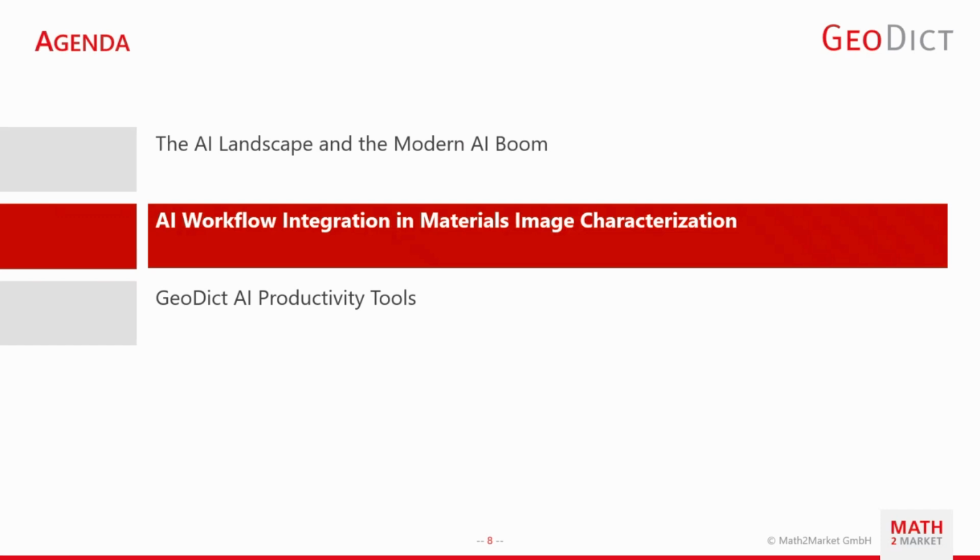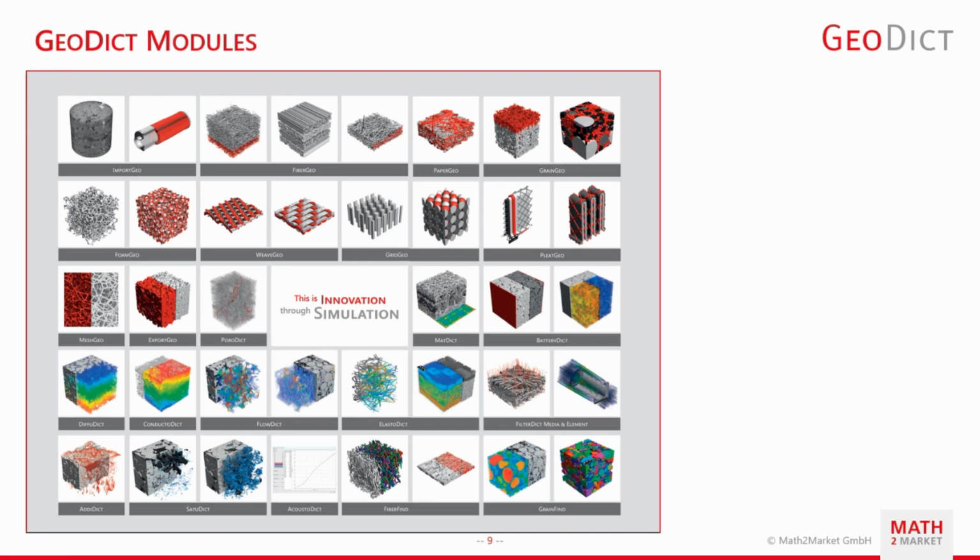So I want to talk about the AI workflow integration in materials image characterization. You'll see my colleagues and I present this in our literature and in our slides quite often. When we talk about the portfolio that Math2Market offers for GeoDict, as Andreas mentioned this morning, we have our Geo tools which generate structures. Those structure generators create the geometries from which we can make predictions on material properties. So you'll see some of these are labeled Geo for the generator, some of them are labeled Dict for the material property predictions, and there are natural insertion points for AI tools.